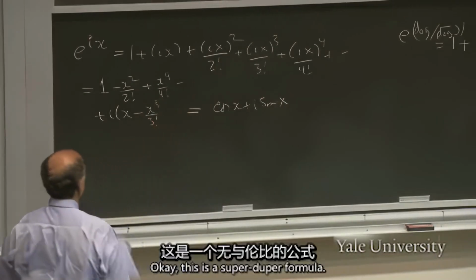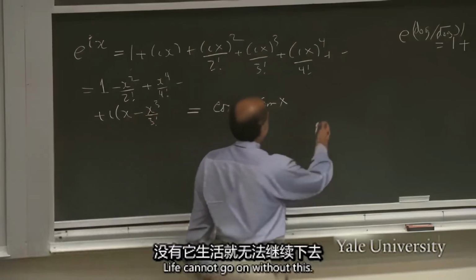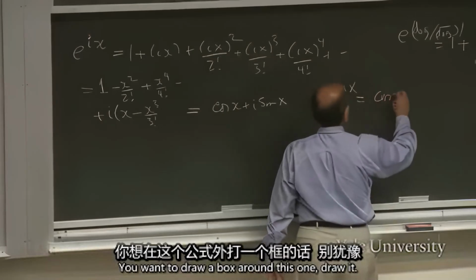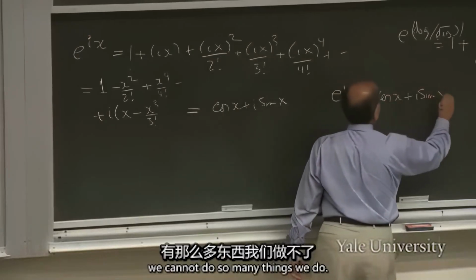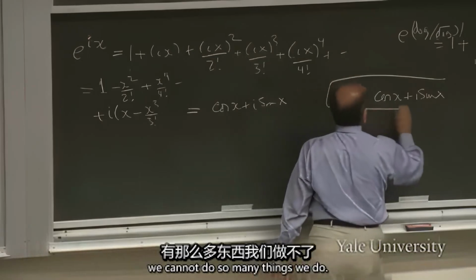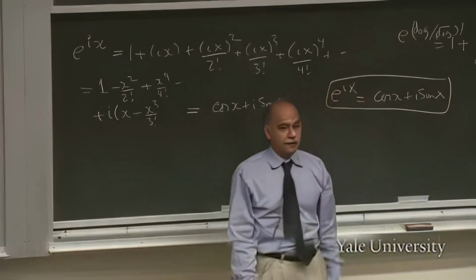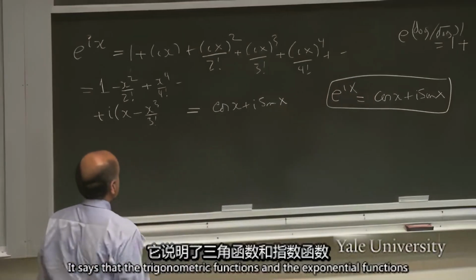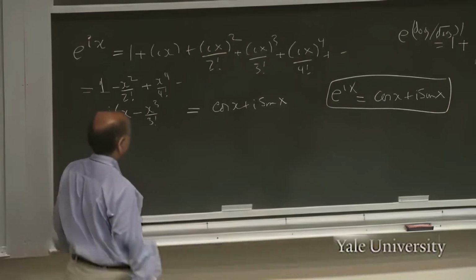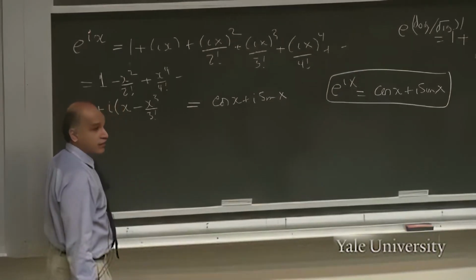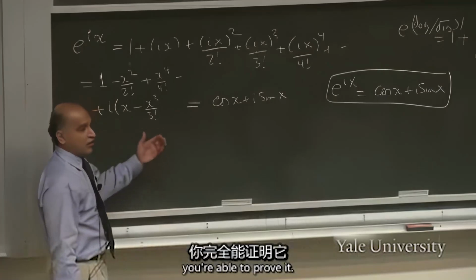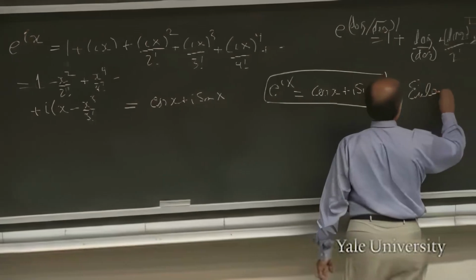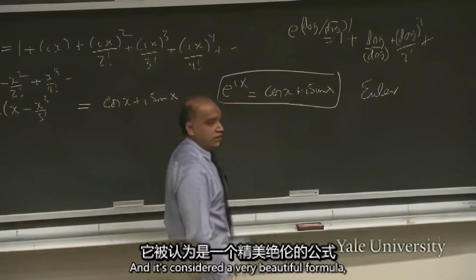Okay, this is a super duper formula. Life cannot go on without this. You want to draw a box around this one? Draw it, because without this formula, we cannot do so many things we do. It says that the trigonometric functions and the exponential functions are actually very intimately connected. And if they're all defined by the power series, you are able to prove this. So this is the formula proven by Euler. And it's considered a very beautiful formula.